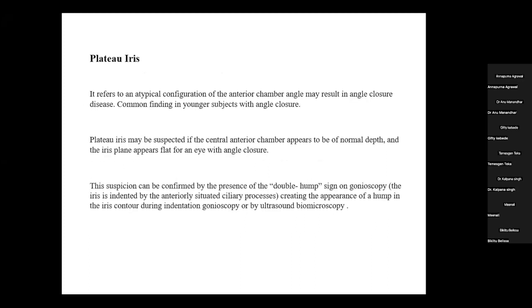Plateau iris refers to the typical configuration of the anterior chamber angle and may result in angle closure disease. It's commonly seen in young people. In plateau iris, central anterior chamber depth is normal, but the peripheral depth is shallow. This can be confirmed by gonioscopy, where we will see the double hump sign.